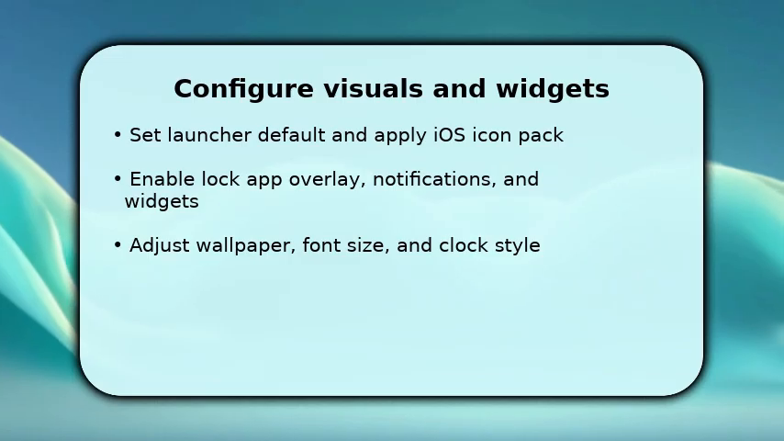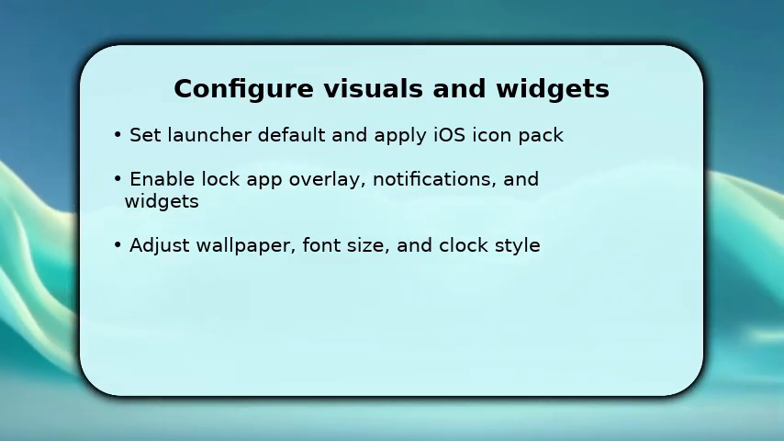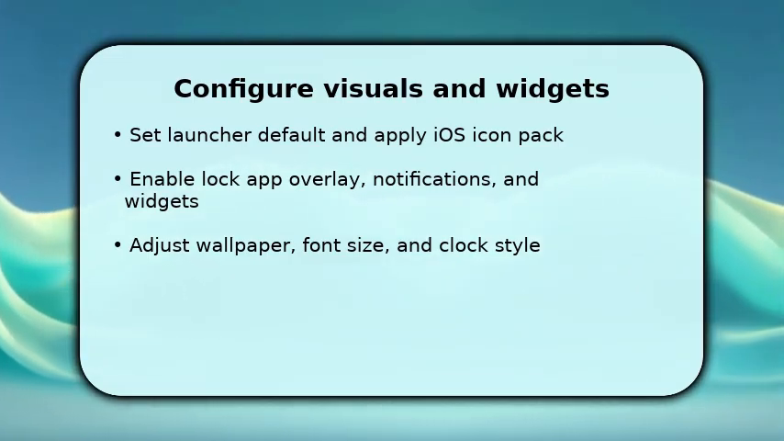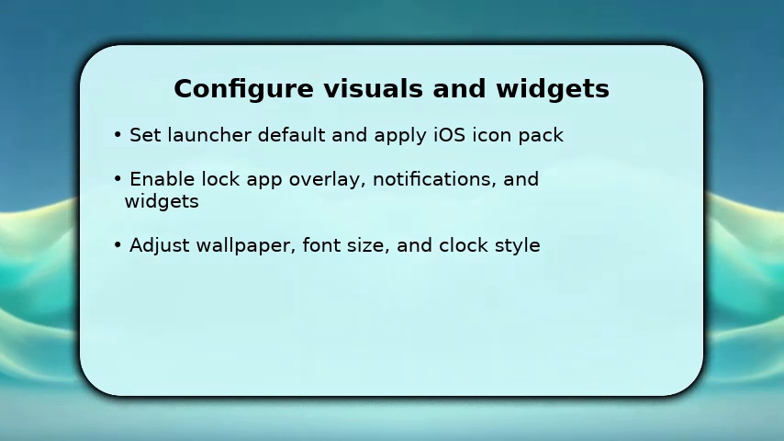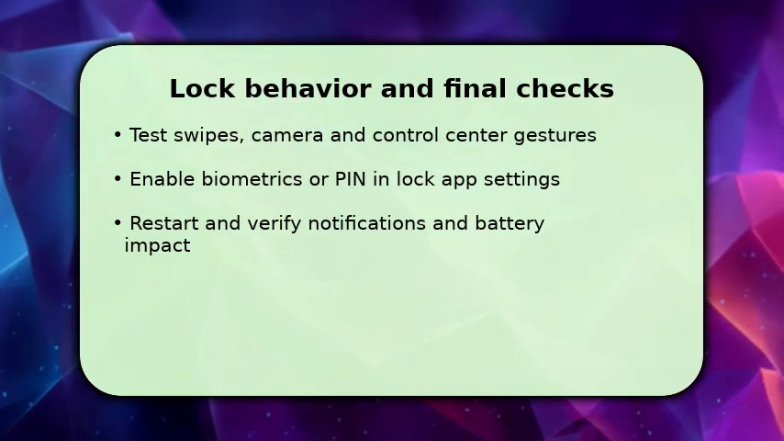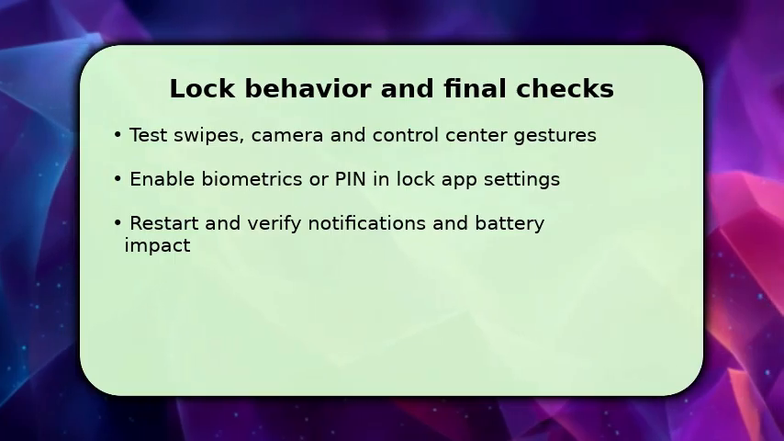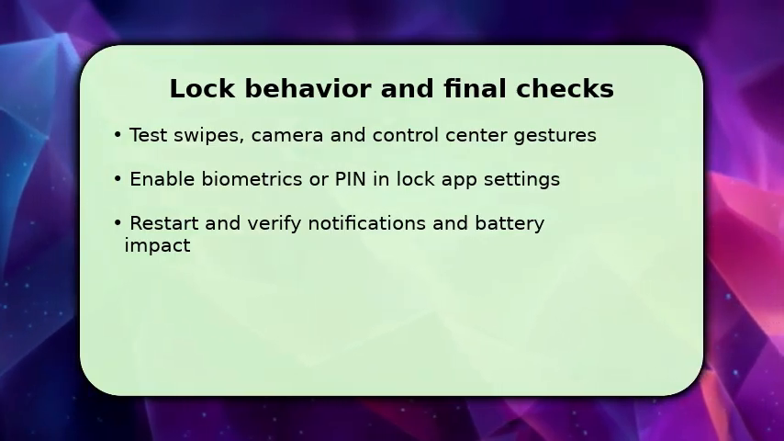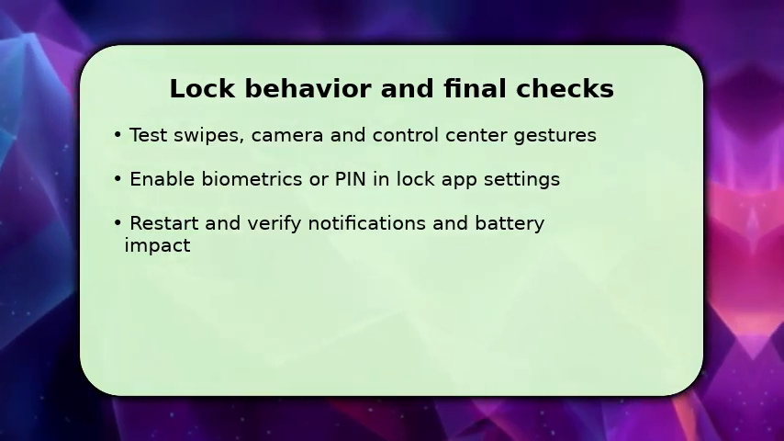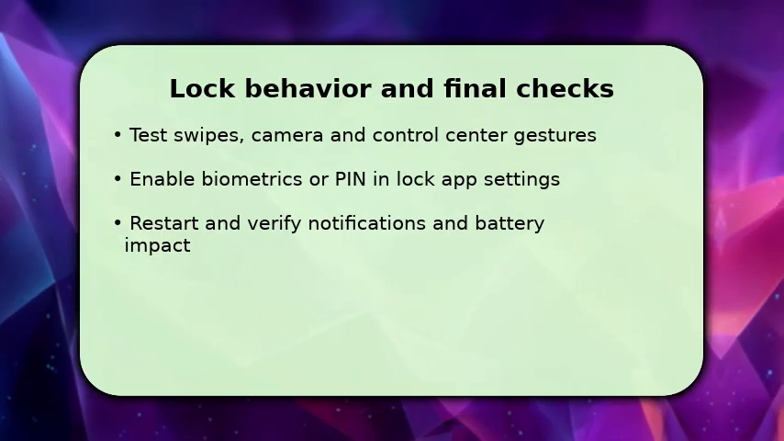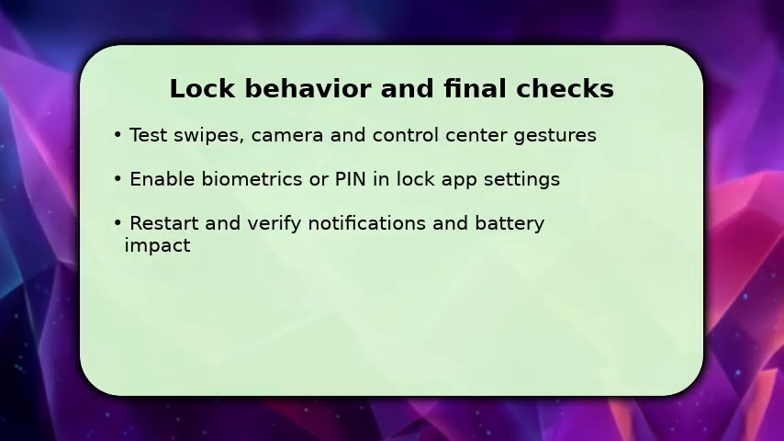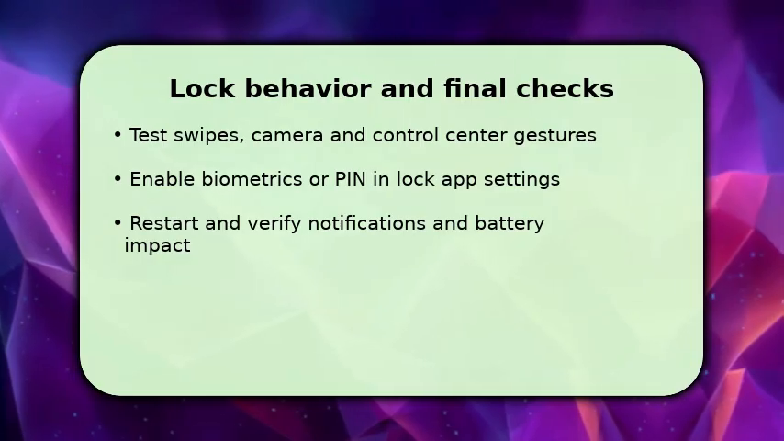Make sure the lock app has device admin if you want PIN/biometric protection to work. To finish, test lock behavior. Lock the screen and try swipe up for passcode and swipe left for camera. If the app supports Control Center, test that pull-down area. Then enable biometrics or a PIN inside the lock app so unlocking matches your security needs.